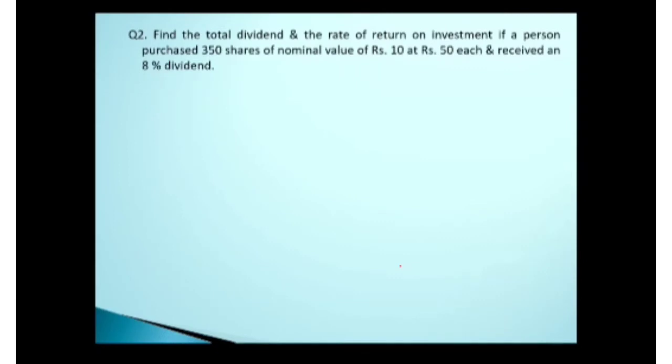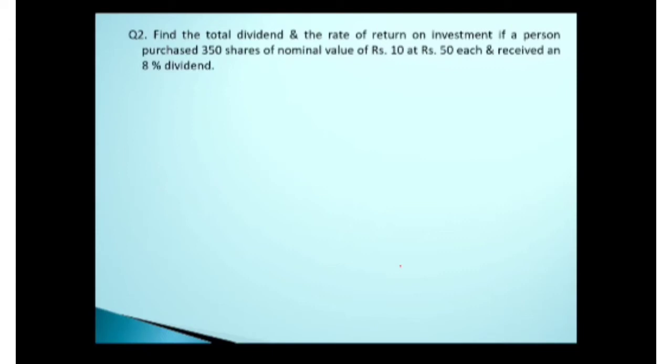Find the total dividend and the rate of return on investment. See the format of the question. It is not every time that it will have the same flow and same sequence. It depends on the format of the question also. They can change the format. It is altogether the same thing, but they have put the question in a different manner. You can see the things we are going to calculate have been asked in the very first line. Last time it was not the case. Last time the things were different.